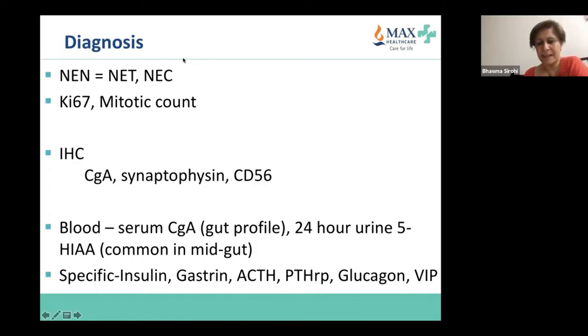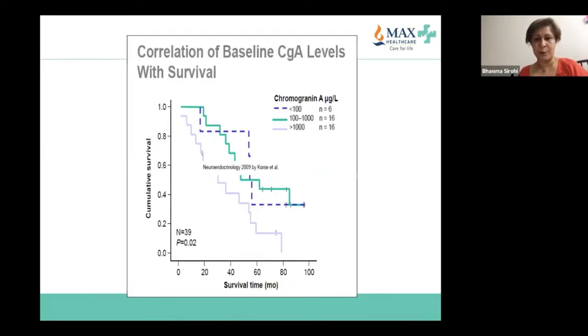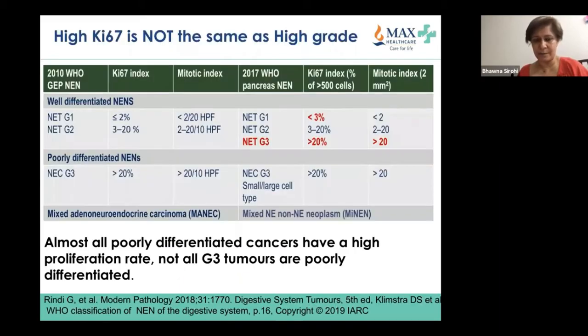24-hour urine 5-HIAA is also important, usually raised in midgut tumors. But I do it as a baseline in most patients with neuroendocrine, because it then, like you do CEA levels, CA 19.9 levels in other GI cancers, it helps you follow up the patient better, because doing frequent scans is not right, especially when you've operated on the patient and you want something to follow up the patient. Specifically, in some tumors, you may want to do insulin, gastrin, or other hormone levels as well. Again, circulating biomarkers, chromogranin A is very important, and it has a prognostic value as well. So the higher the value, the worse are the outcomes.